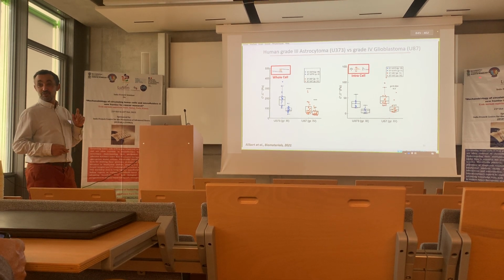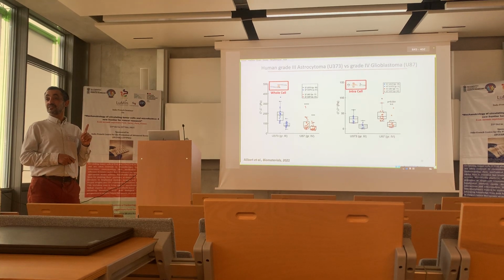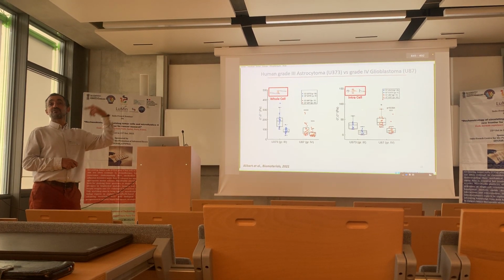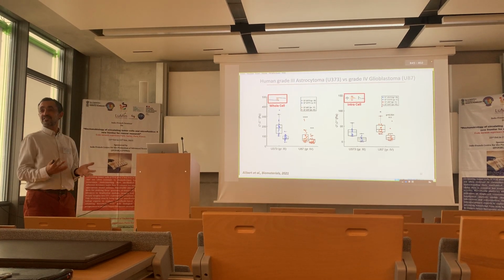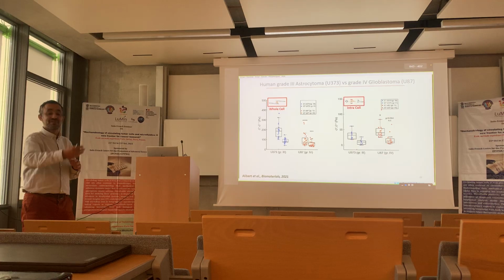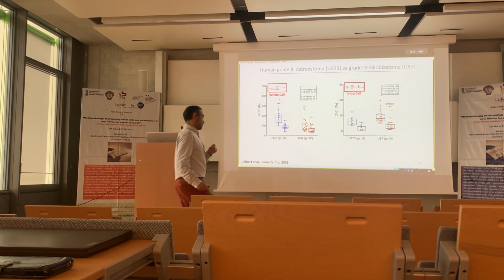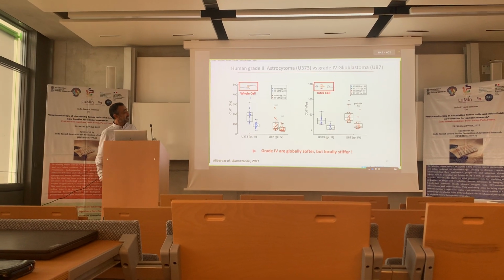But when you go inside the cell, here it's going the reverse way. So it seems more stiffer when you go from grade 3 to grade 4. So it seems that it's not the same. The global cell scale is softer, still softer when you go in increasing grade, but inside it seems stiffer. This is my conclusion.